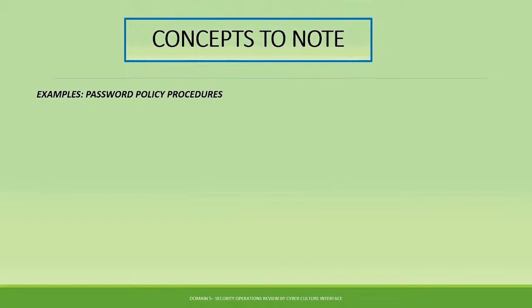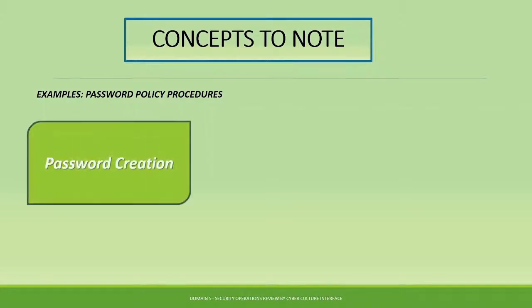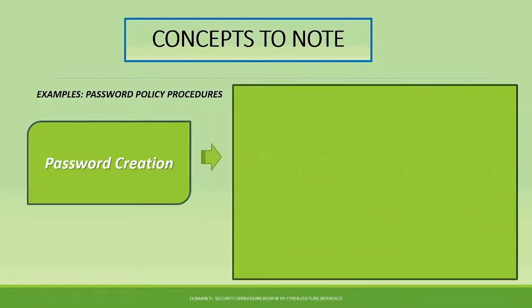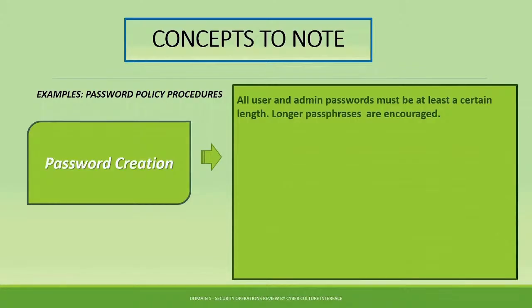So we go to examples of password policy. Password policy is an example of a best practice policy. Each of these best practice security policies can cater to different aspects of password, for example password creation. A security policy implementing best practice in terms of password creation will have several policies under it. One of them could be that all user and admin passwords must be of at least a certain length. If you are creating a password within an organization, there may be a policy that says your password must be up to maybe 12 characters, must contain alphanumeric characters, and so on. These policies guide password creation.